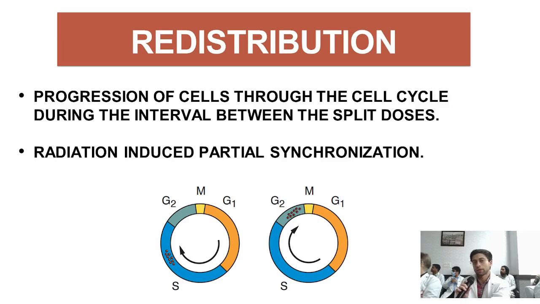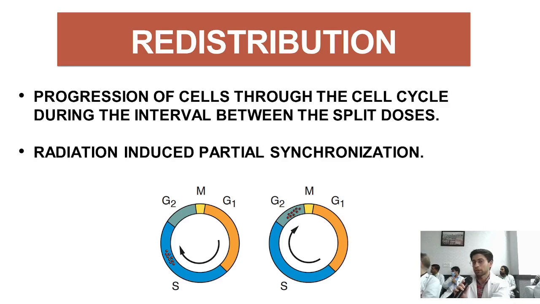The next R is going to be redistribution. Redistribution is basically the progression of cells through the cell cycle during the interval between the split doses. As you can see at the bottom of the screen, there's a cell cycle. The different phases of the cell cycle have different sensitivity to radiation. The most radiosensitive phases are the late G2 and M phase, and the most radio-resistant phase is the S phase.